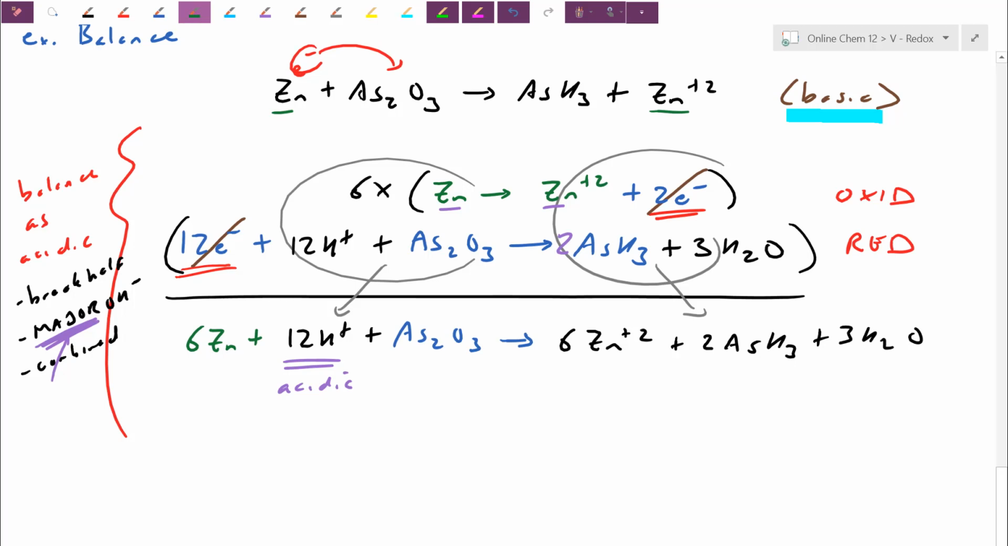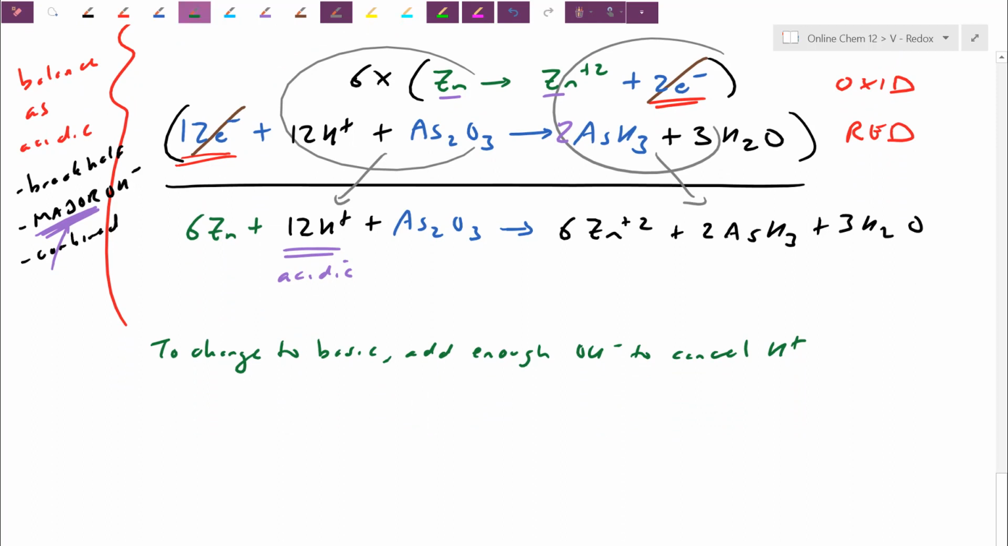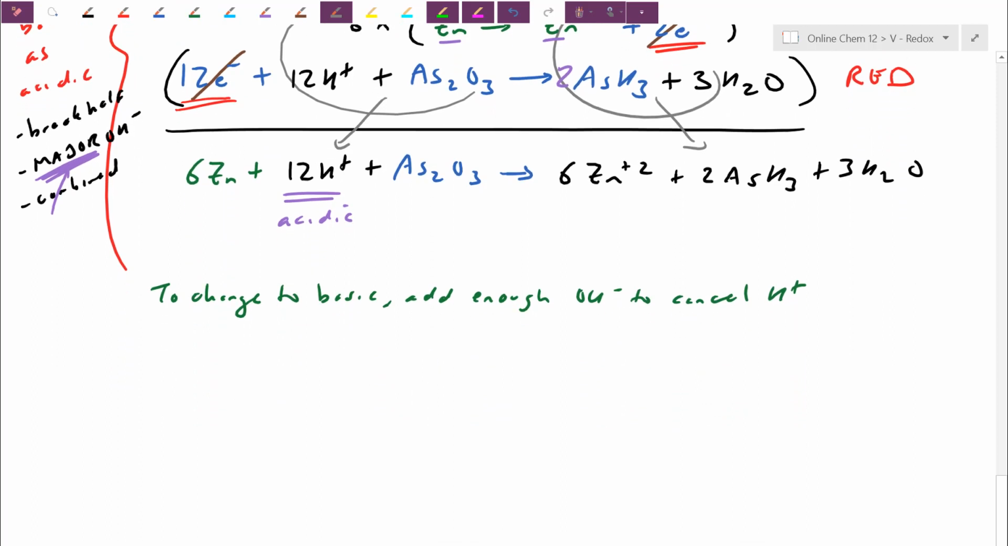And all we're going to do is add one last step. There's 2 ways of doing this. To change to basic, add enough OH minuses to cancel the H+. Simple as that. So I'm going to take this equation. That one there should already be balanced. I have 12 H pluses. I'm going to imagine add 12 OH minus on the left side.